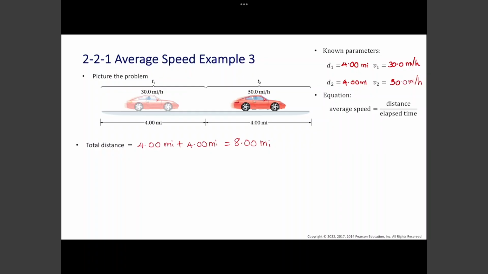To calculate the total elapsed time, we need to find the elapsed time for each distance separately. So the elapsed time on the first 4.00 miles, we can take it as t1. It is equal to distance over average speed.